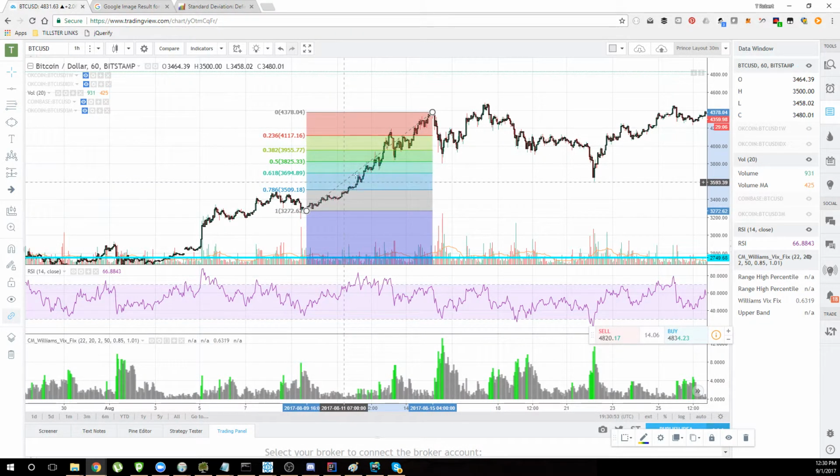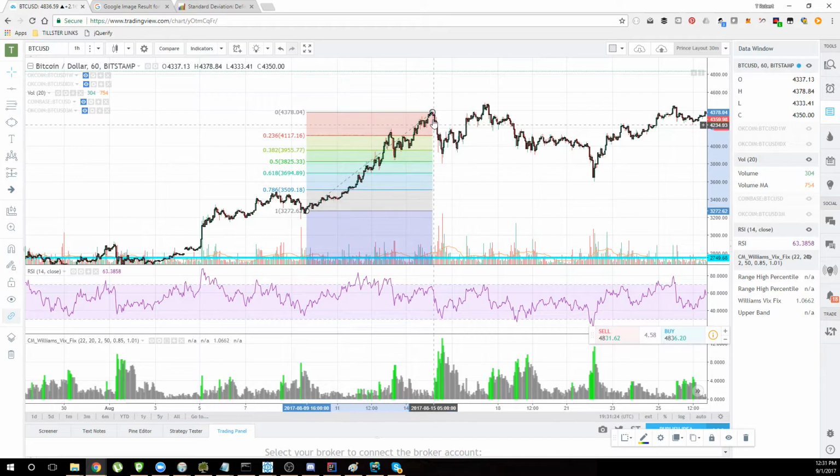We're going to measure 100% of our motion right here. And then what we're going to say is that any future motions that happen after this motion are going to happen within one standard deviation 68% of the time, and within two standard deviations 95% of the time. Where's one standard deviation? It's right here. That's the 0.618.